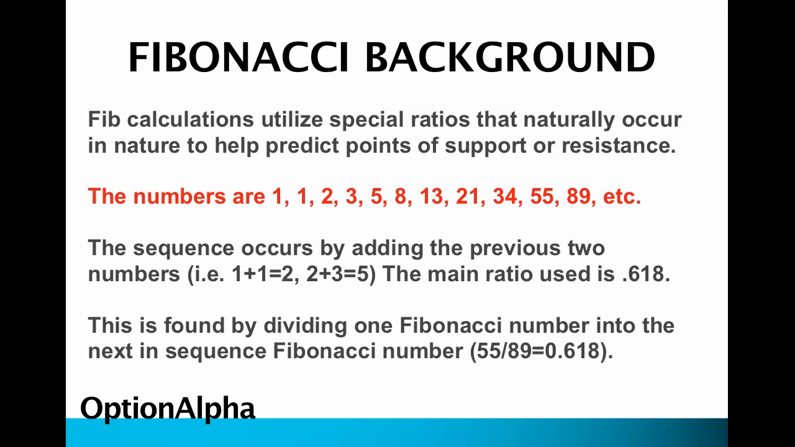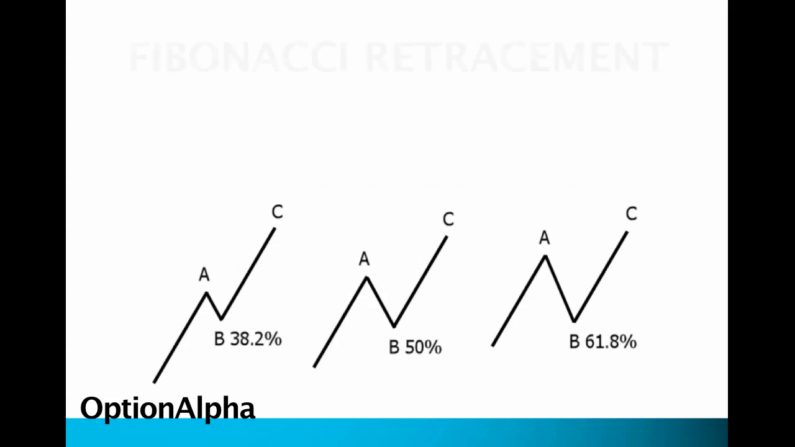So the main ratio that is used is 0.618. Now this is found by dividing one Fibonacci number into the next in the sequence. So 58 divided by 59 equals 0.618. Okay, that's the background on the fib levels. Everyone wants to know where they come from, so there's a quick and dirty example.